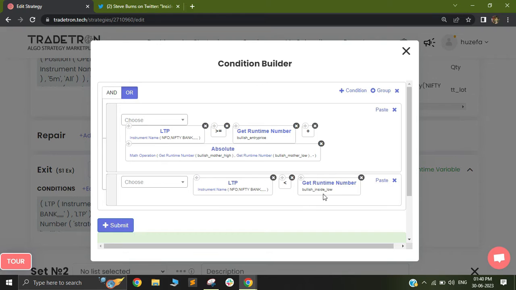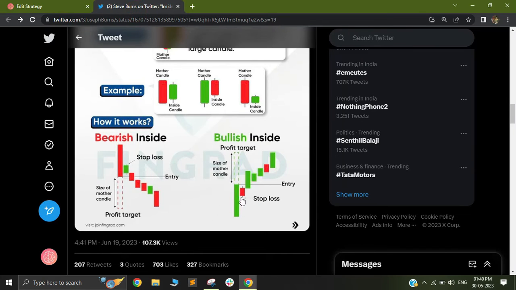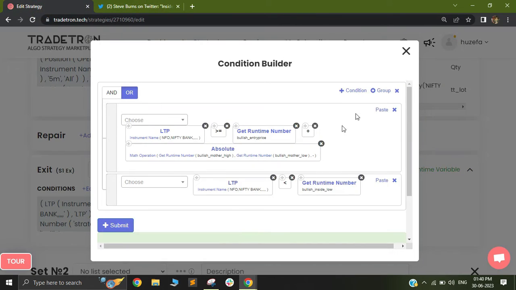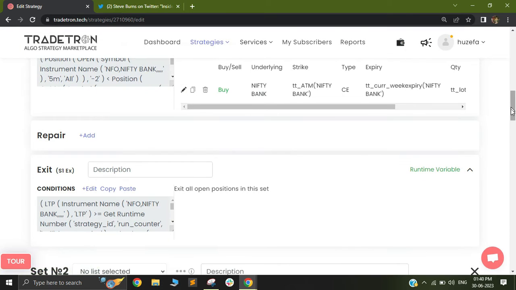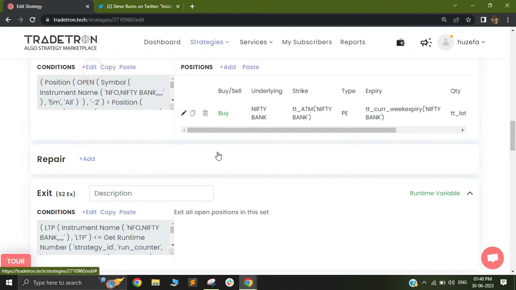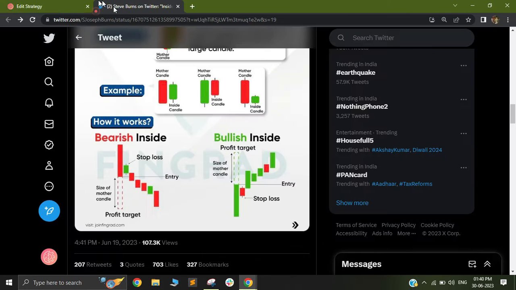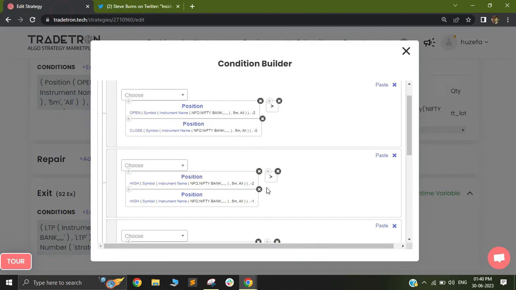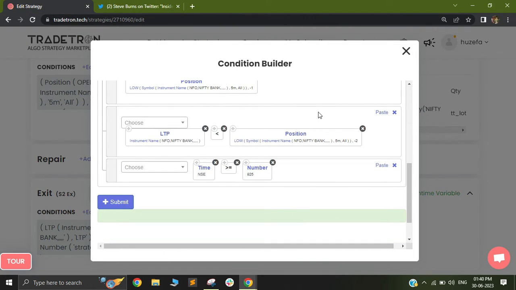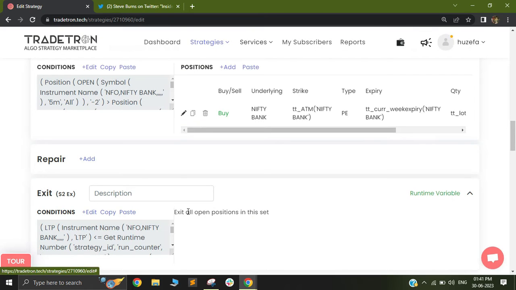And the second condition is of course the low of the inside candle. So if this low is achieved, in that case I will exit my trade. Now I have done pretty much the same thing for my set 2 as well. My set 2 is looking at a slightly different condition, but along the same line. I'm looking for this kind of a bearish inside pattern to be formed, and pretty much everything else remains the same. You can have a closer look at it once you duplicate the strategy, and you can check the position builder as well.